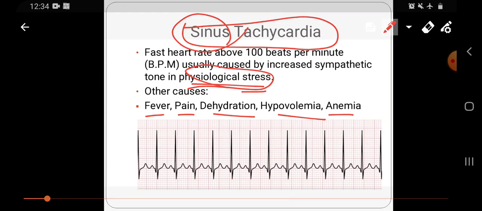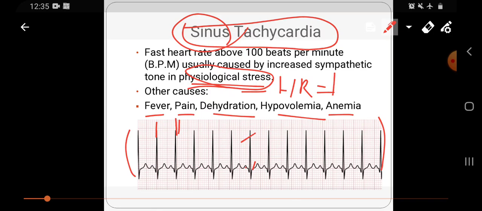Now, if you look at this ECG strip, you will notice that everything looks normal regarding, for example, the presence of P waves, the duration and the amplitude of the P, the duration of the QRS, the presence of T waves, everything looks normal. But if you calculate the heart rate, okay, let's see the distance between two R waves, it is almost 9 small squares.